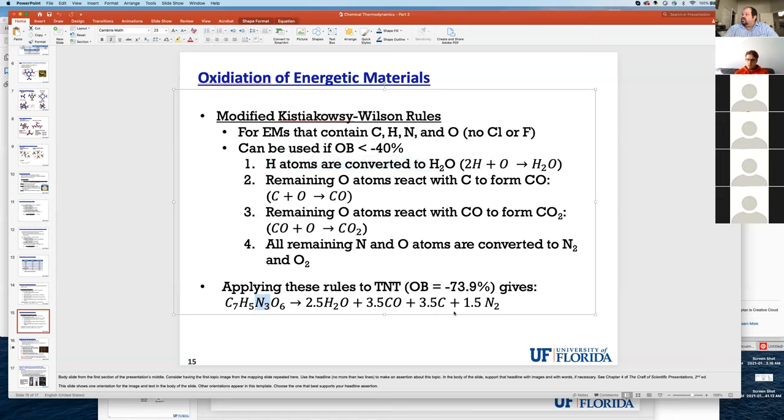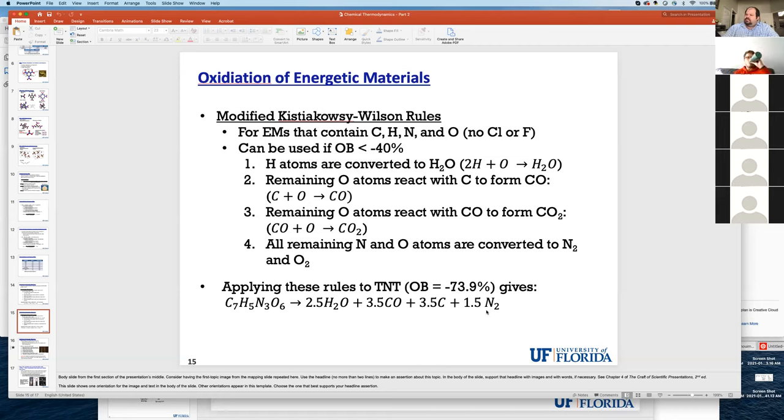And then the three nitrogen molecules go to 1.5 molecules of N2. Okay. And so if you apply these rules in a stepwise fashion, you will basically get these estimates for the products. Are there any questions with this?